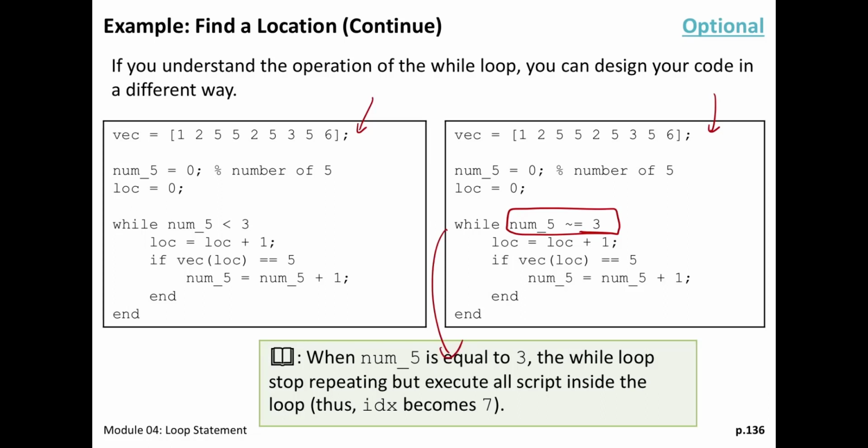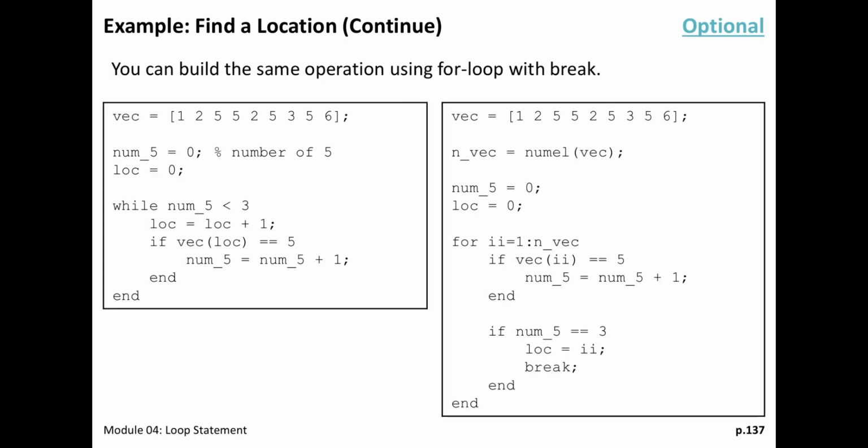Okay? I will not say which one is better than the other, but the syntax varies depending on your application. Actually, while loop statements can be completely replaced by the for loop and break. The idea is that when the number of 5s is equal to 3, then we can just escape from the for loop statement and terminate the iteration using the break.